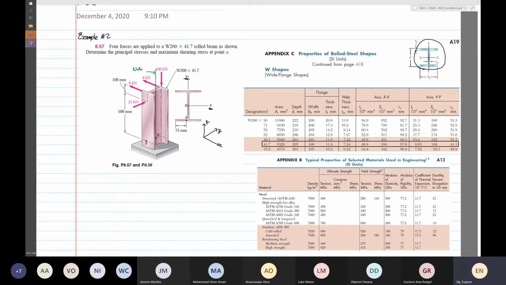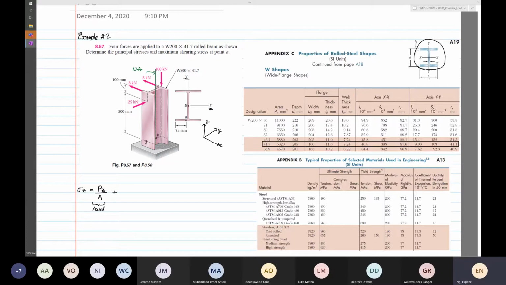So from here, we know that we need to find stress in the Z direction. The neutral axis is parallel to Z, so we have to find the stresses in the Z direction. This is going to be caused by, if we have any, Pz over A. So this is due to axial loading.